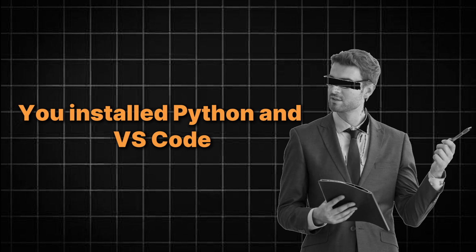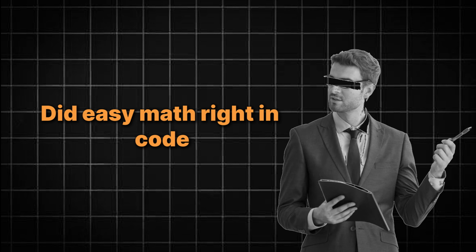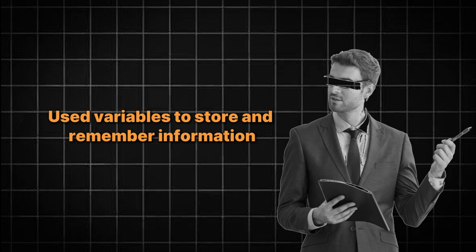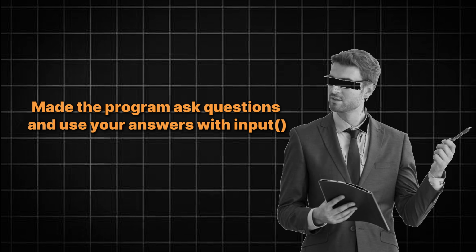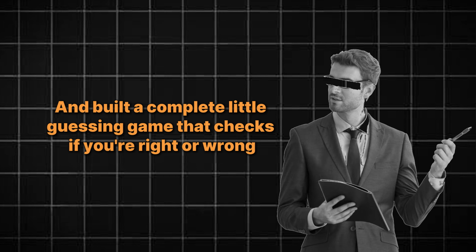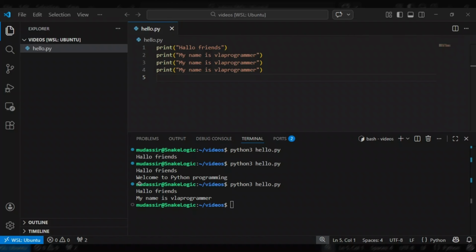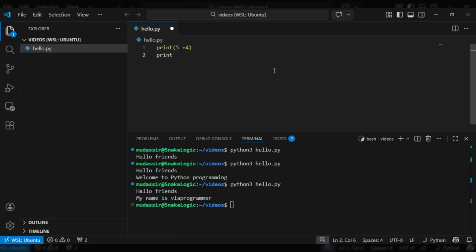Alright guys, that's it for today's video. You did it. Look at what you accomplished from zero. You installed Python and VS Code, made the computer show messages with the print function, did easy math, wrote code, used variables to store and remember information, made the program ask questions and take your answers with the input function, and wrote a complete guessing game that checks if you're right or wrong. All in one short video. You wrote real Python code, ran it, fixed small things, and now you have a working program on your computer. That's huge. Most people never even get this far.